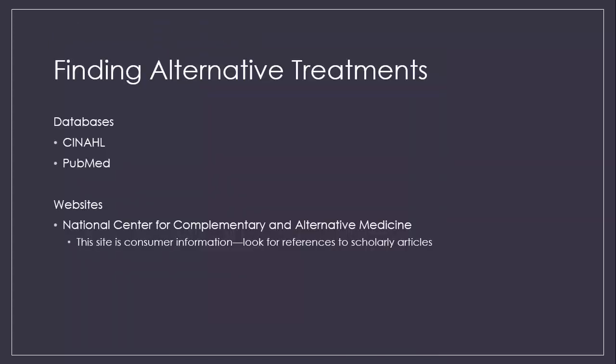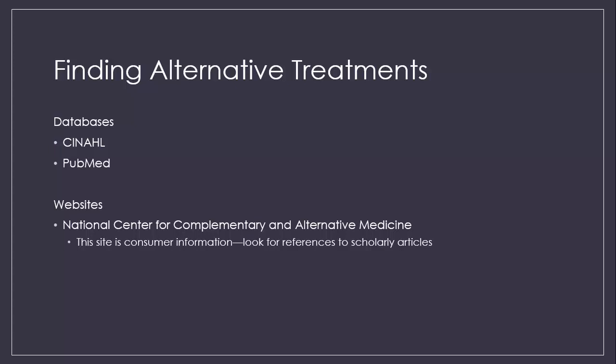So for finding alternative treatments, one thing that you can do is look in the databases. CINAHL and PubMed actually do have quite a bit of literature on different alternative treatments that you can look up and access. And I already mentioned this website, the National Center for Complementary and Integrative Health. One thing you should be aware of is that the site really is consumer information. That means it's meant for patients to read. They don't have to have any advanced medical knowledge. They don't have to know all the big words we like to use. They can understand it. So it's fine for you to use it.